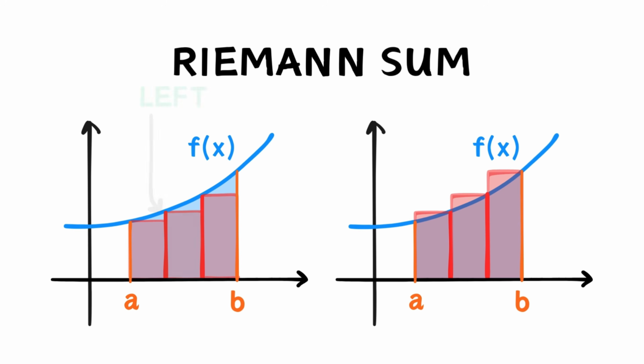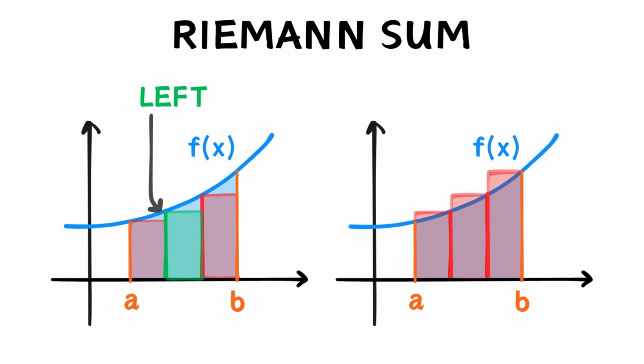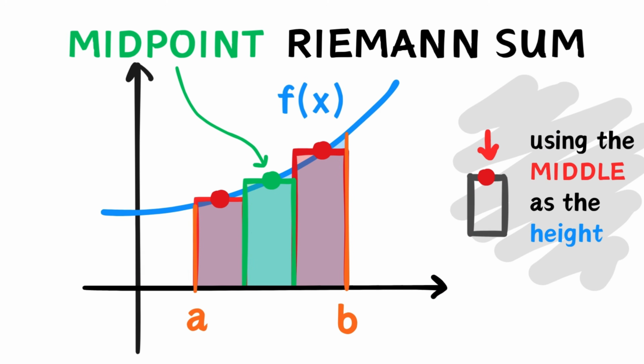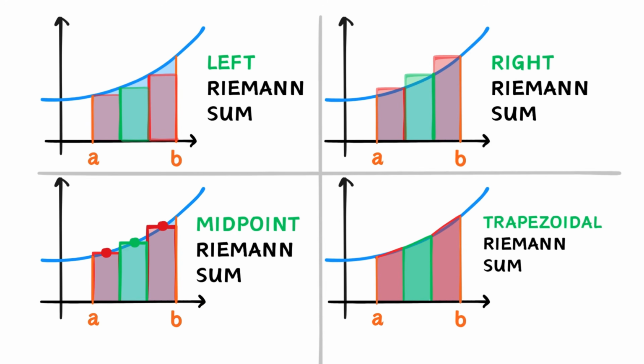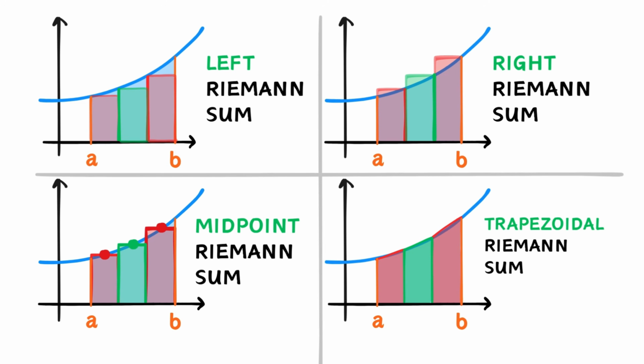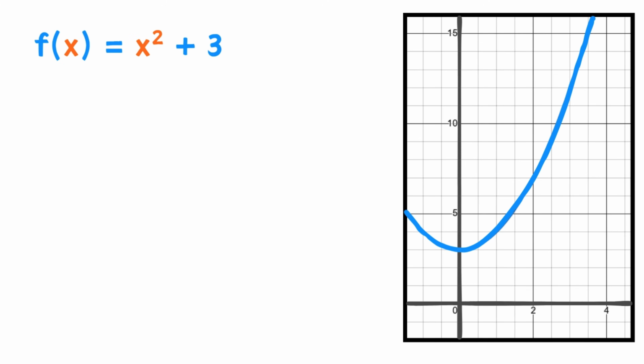As we just saw, there's the left Riemann sum, which uses the left side of a section as the height of the rectangles, and then there's also the right Riemann sum, which uses the right side as the height. There are also a couple more Riemann sums that are very similar. There's the midpoint Riemann sum, which uses the middle as the approximation for the height, and there's also the trapezoidal Riemann sum, which finds the average height of both sides and effectively calculates the area of a trapezoid. Okay, so that's the intuition behind the Riemann sum. Let's see a real example of Riemann sums in play.